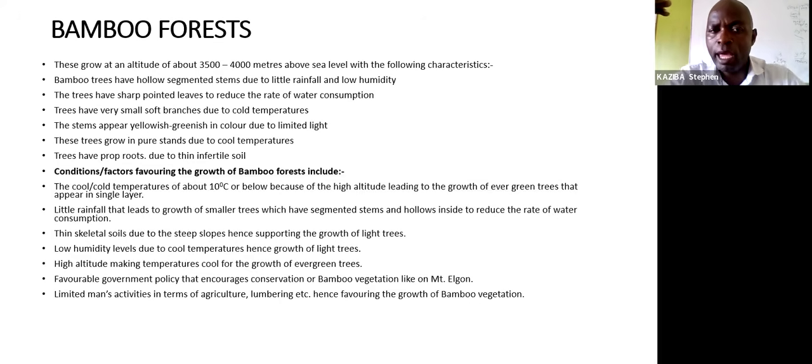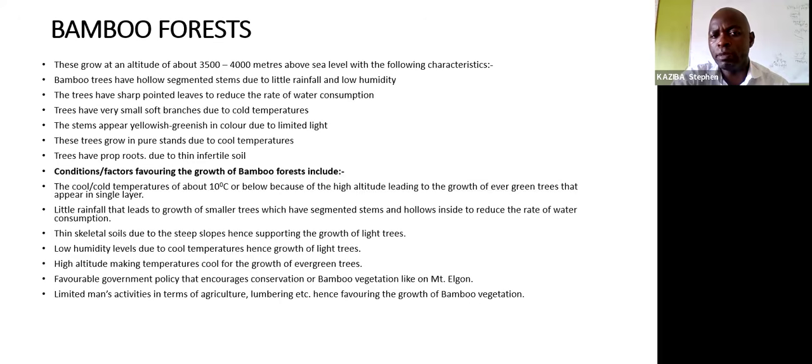So beyond that, between 3,500 to 4,000 meters above sea level, we have the bamboo forest. You know bamboo, those yellowish things which are found on top of mountains. They look like sugarcane and they have those nodes and internodes. If you go on top of those mountains, you find them there at a height of 3,500 to 4,000 meters above sea level. You also give us their characteristics.